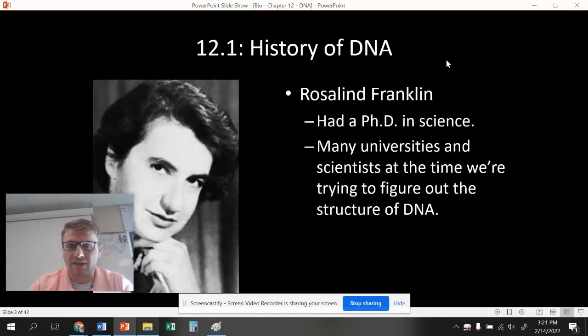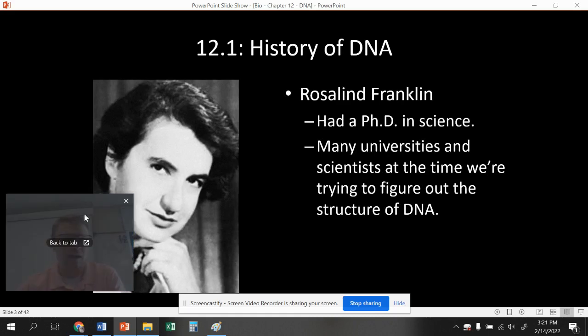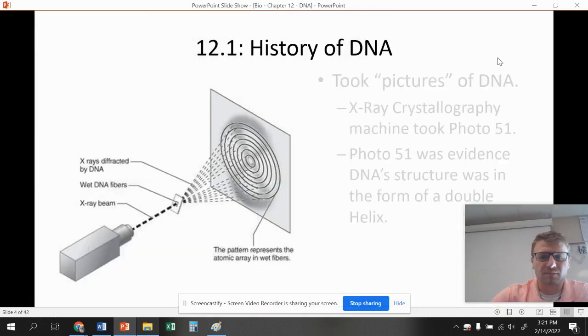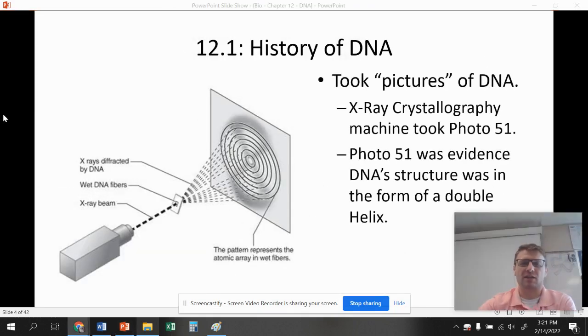So at that time, we have a scientist named Rosalind Franklin. She had her PhD, and she was working on the structure of DNA. She was one of those scientists working to figure that out. You can see what Rosalind Franklin looks like. And she was using something called an X-ray crystallography machine, which takes, in quotes, pictures of really small things. It does this by shooting a beam of particles at a small structure, and how they bounce off tells us a lot about that structure.